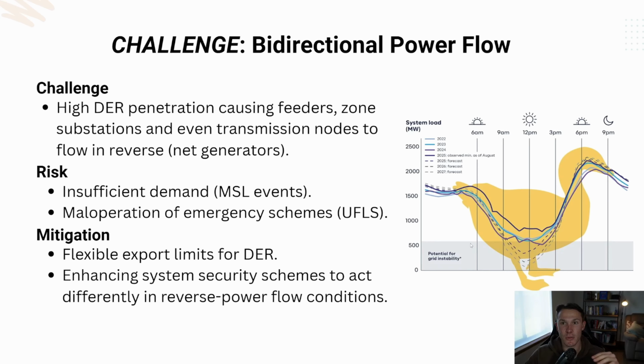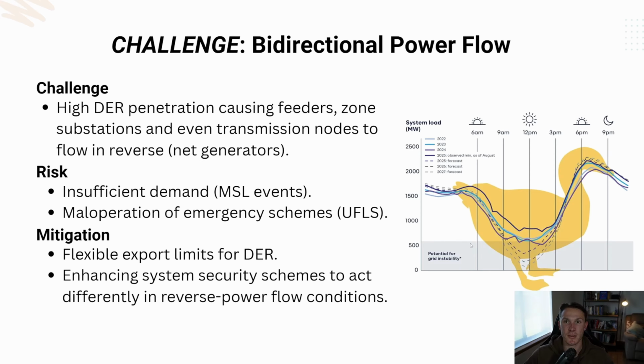And if enough feeders within a zone substation are acting as a net generator, then the substation acts as a net generator. And that even cascades up to the transmission node, meaning that all distribution substations fed by a transmission node are acting as net generators, and as such, the transmission node is actually flowing in reverse power flow.